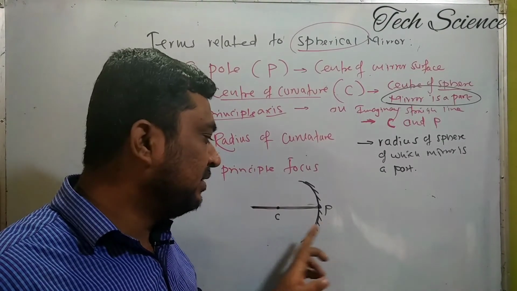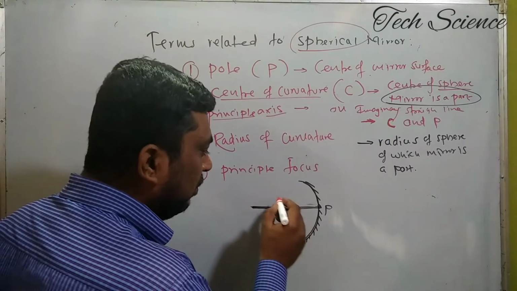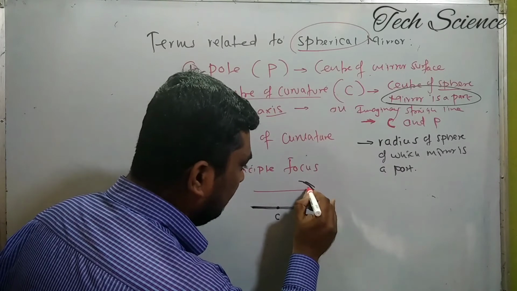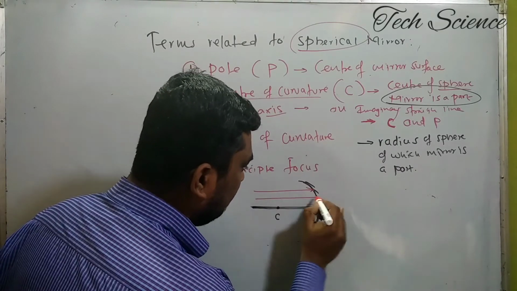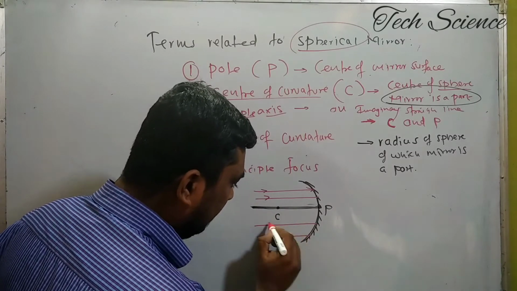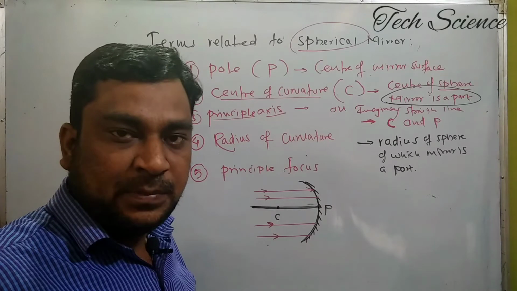This is the center of curvature and this is the pole. Now some of the rays are falling on the reflecting inner surface. For example, this is the first incident ray, this is the second incident ray, this is the third one, and this is the fourth one. And these rays are parallel to the principal axis.